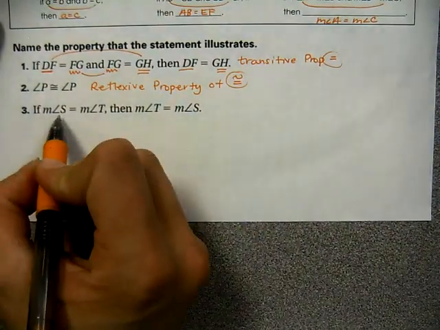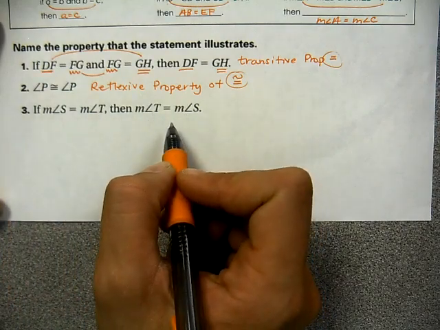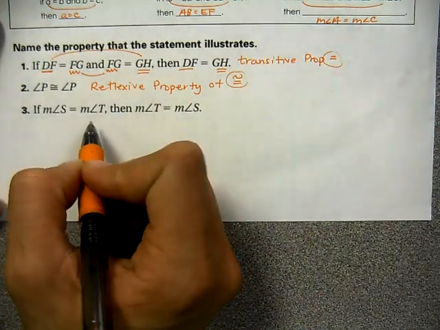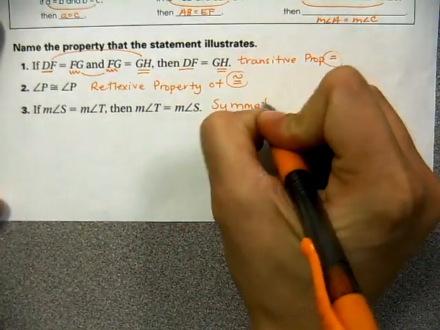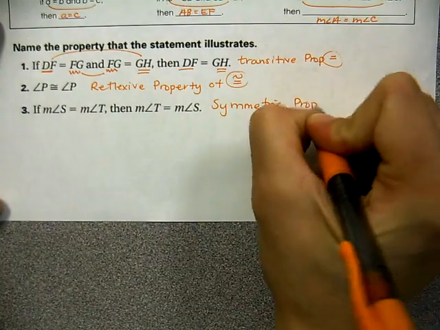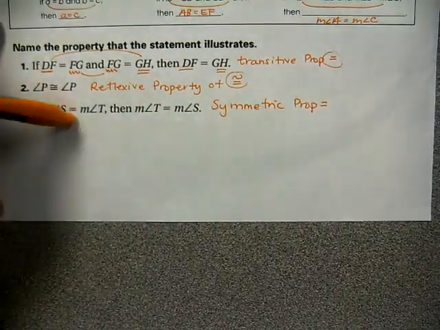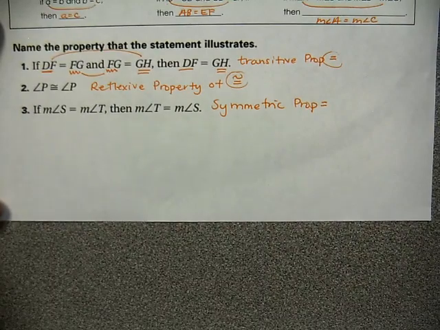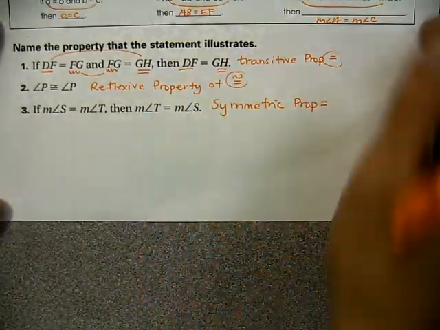So then the last one, measure of angle S is equal to measure of angle T, then measure of angle T must be equal to the measure of angle S. So they switch sides of the equal sign, so this would be symmetric property of equality. They're actually switching sides. It's not equal to itself. These are two different angles, and we're switching sides. Symmetric property of equality.